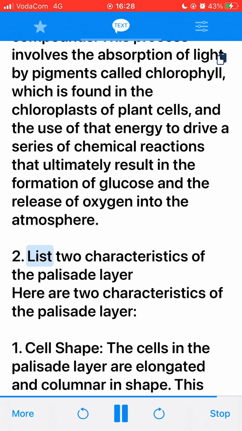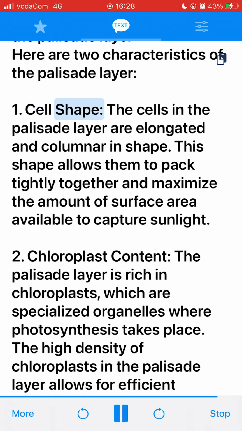2. List 2 characteristics of the palisade layer. Here are 2 characteristics of the palisade layer. 1. Cell shape. The cells in the palisade layer are elongated and columnar in shape. This shape allows them to pack tightly together and maximize the amount of surface area available to capture sunlight.